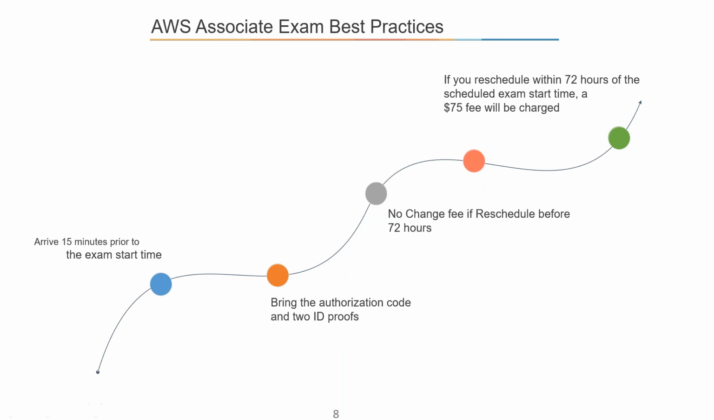If you change or reschedule your exam before 72 hours, there is no change fee. But if you try to reschedule your exam within 72 hours, a $75 fee will be charged. So no change fee if you reschedule before 72 hours.